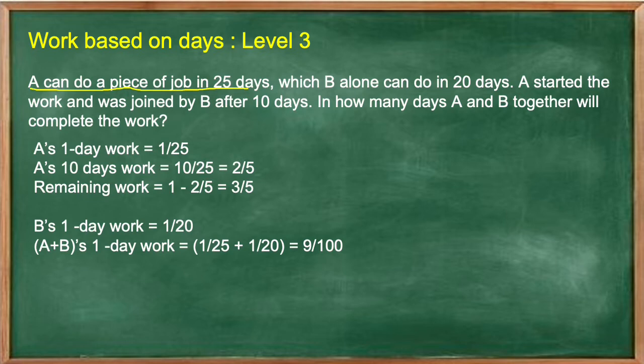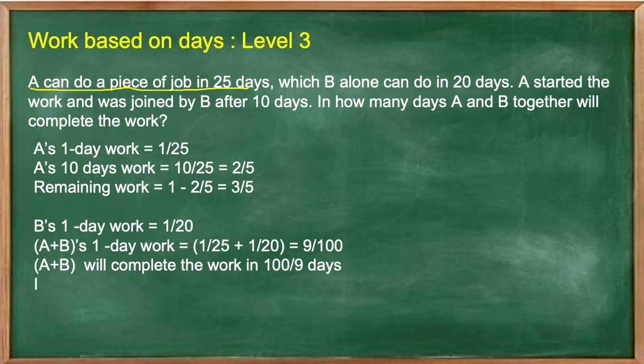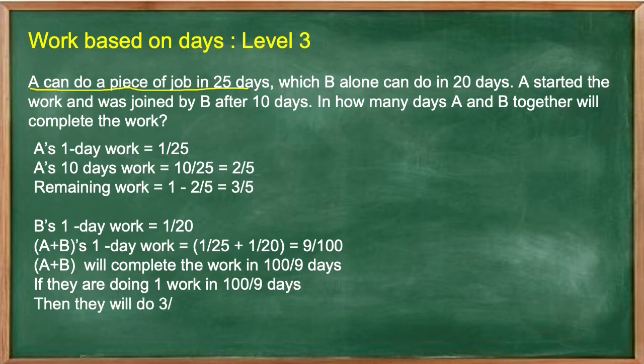If their one-day work is 9 by 100, then according to the flip rule, they will complete the work in 100 by 9 days. Now we can say that if they do one work in 100 by 9 days, then they will do 3 by 5 work in 100 by 9 into 3 by 5 days, which is equal to 20 by 3 days. So our answer is 20 by 3 days.